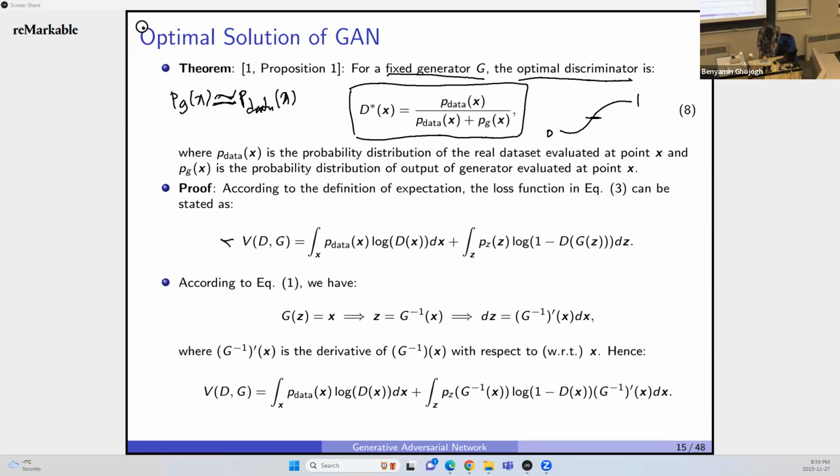This was V, right? I'm using the integral as the definition of expectation in the continuous form. And this integral is over z. Do you remember G(z) was x? As a result, z is G inverse of x. So dz is the derivative of G inverse of x, times dx. It has some proof, by the way. Okay.